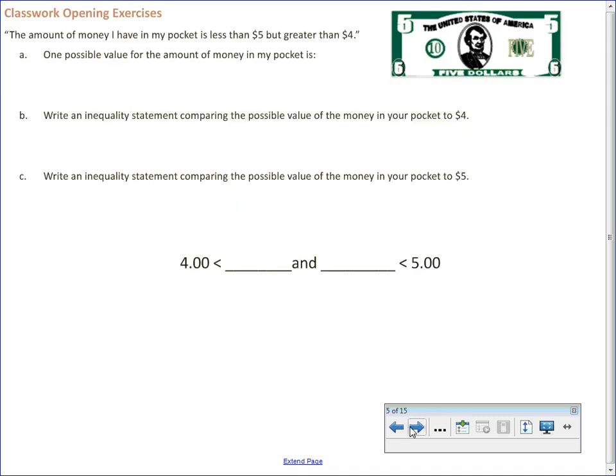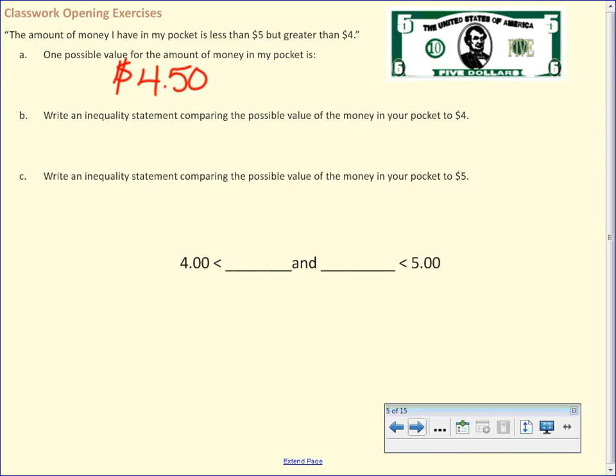So let's take a look at the first example. Let's pretend I have a pocket in my skirt, and in my pretend pocket I have pretend money. My pretend money is less than $5, but greater than $4. So how much money could be in my pretend pocket? How much could it be? I could possibly have $4.50.